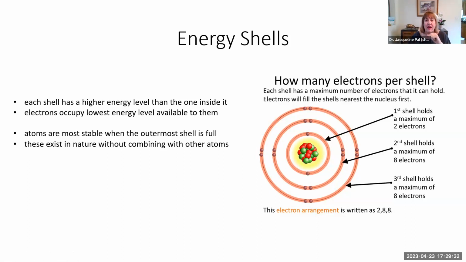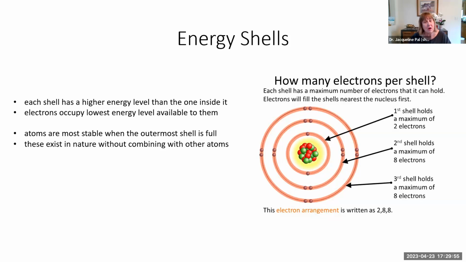Or it can be an atom that has 10 electrons, because then the first two shells would be full. Or it can be, as this one is shown, with 18 electrons, because the first three shells are full. And that makes it super stable. And these exist in nature. And because they're so stable, they're not looking around to combine with other atoms.